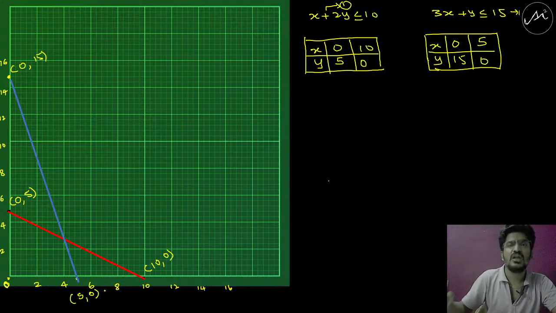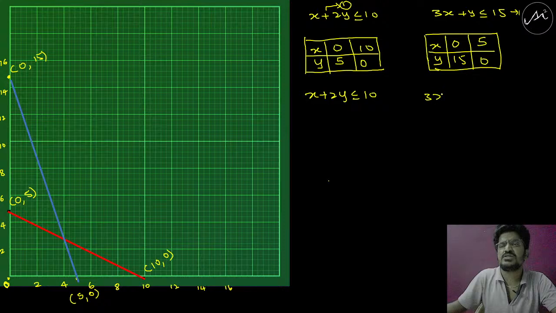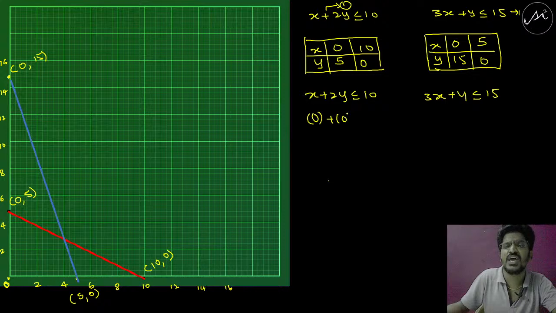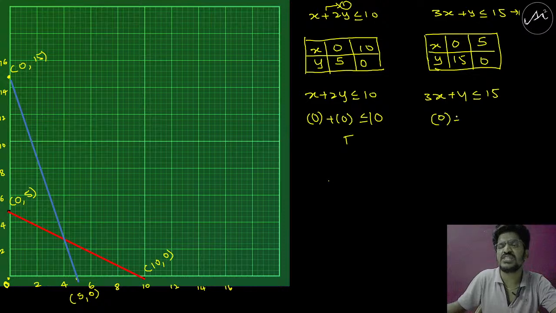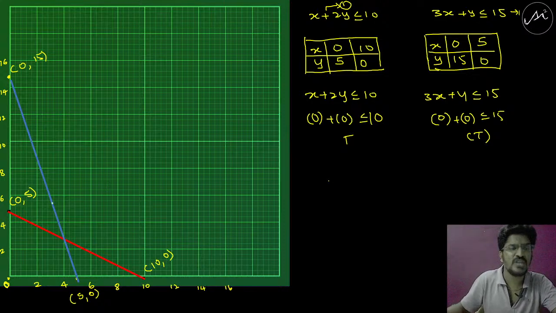Now we have to check true or false. So this is 3x plus y lesser than or equal to 15. Clear? If I put x as 0 and y as 0, it will be lesser than or equal to 10, so that is true. If x is 0, y is 0, it will be lesser than or equal to 15. This is also true. Both the equations are true. So therefore, the feasible region will be like this. Okay. So this is your feasible region.